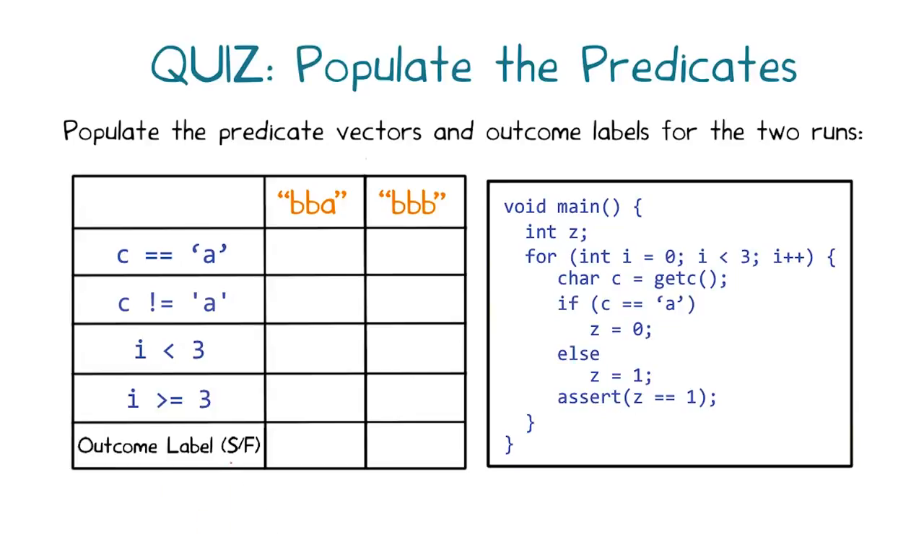That is, if the assertion never fails in a run, then use the letter S as the outcome label of that run. But if the assertion ever fails, then use the letter F as the outcome label of that run. Also, in this case, assume that the program terminates as soon as the assertion fails, instead of continuing to run.